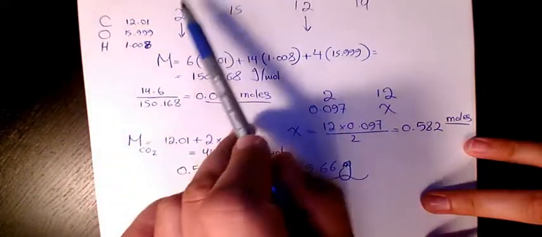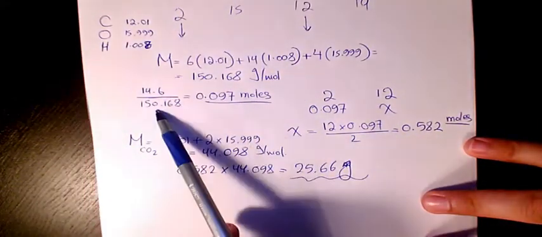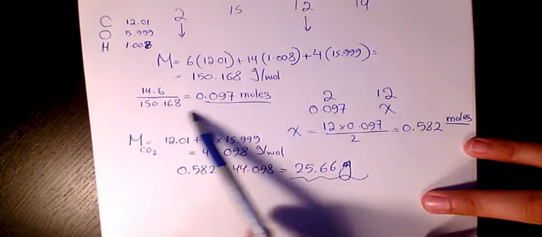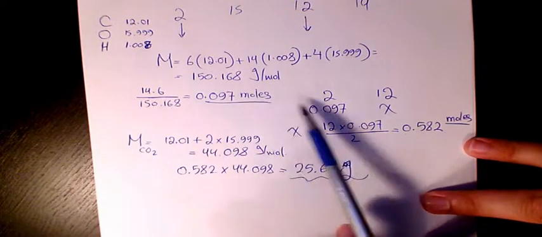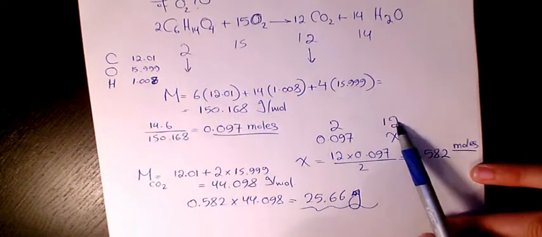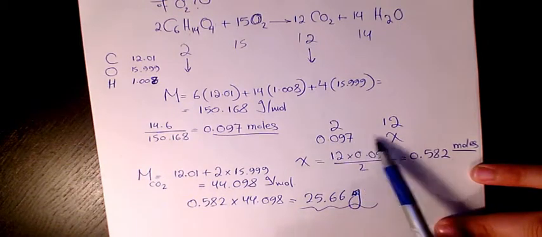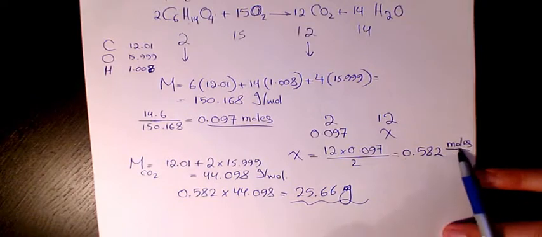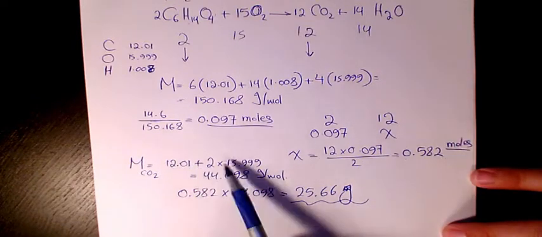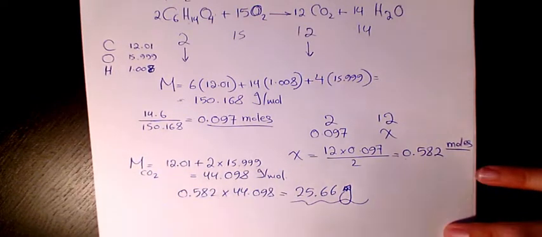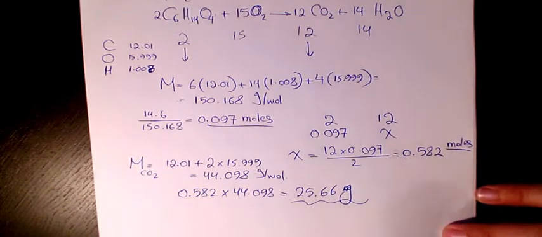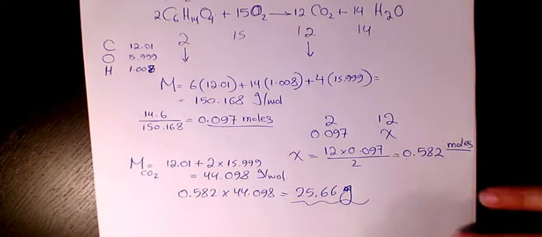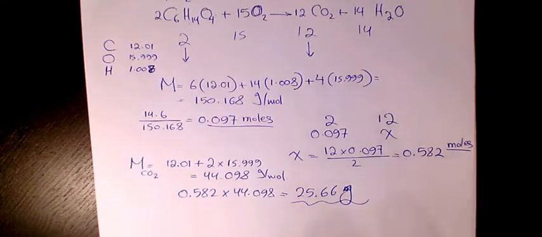We had the mass of triethylene glycol. We needed to divide it by molar mass of triethylene glycol to find out the number of moles. And then we had the relationship, 2 gives 12, so 0.097, how much? That will produce 0.582 moles of CO2. Then we needed to multiply by molar mass of CO2 in order to find out the mass of CO2, which is 25.66, and that's the final answer.